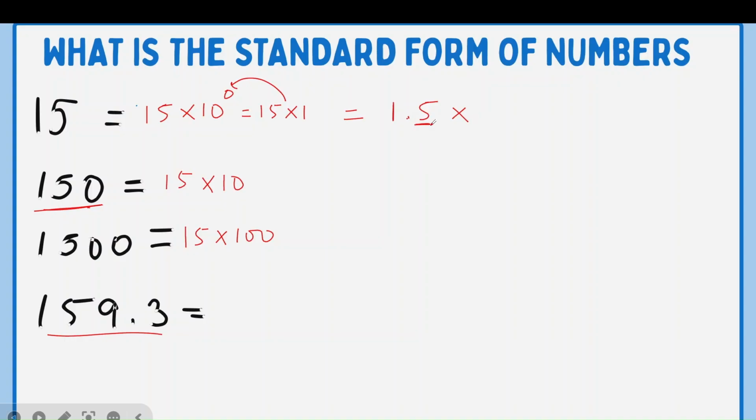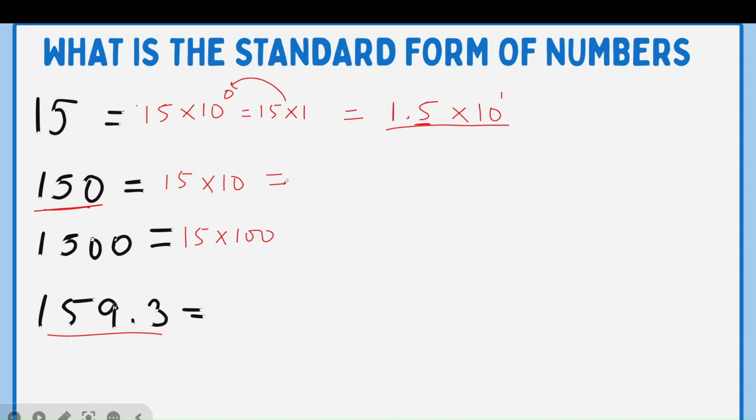We've got one decimal place, and one decimal place means out of 10. So we multiply it by 10, or 10 raised to the power 1. When you solve it, what will you get? 1.5 times 10 will give you 15, isn't it? So this is our standard form.